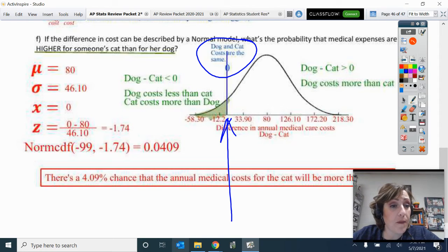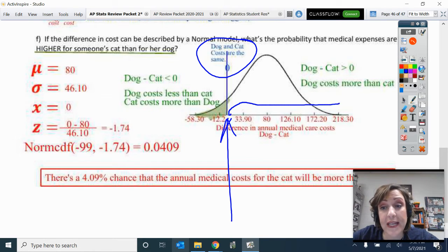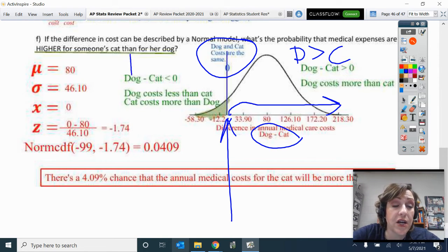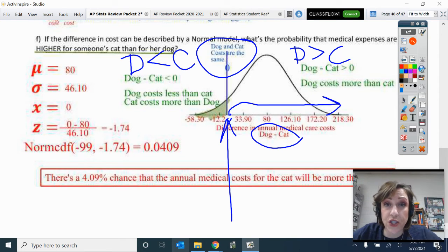So we then identified that z-score at a difference of 0 was at negative 1.74. Now, the next thing is you have to think to yourself, okay, which side is which? So if I do this, over here on the right are the positive differences, and I did dog minus cat. So over here, the dog costs more than the cat. But over on the left, the dog costs less than the cat. So once you determine which side of that equal line is which, then what side do they want? They want it when the cost is higher for the cat than the dog. So we want it over here to the left. And so then that is how we computed that value. It was coincidence that it was the same as that problem up above.